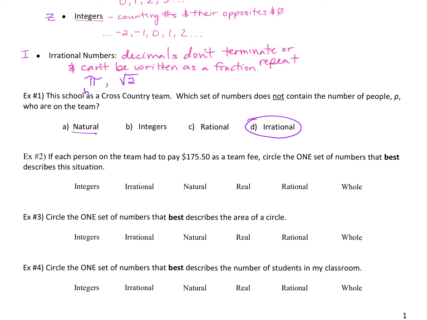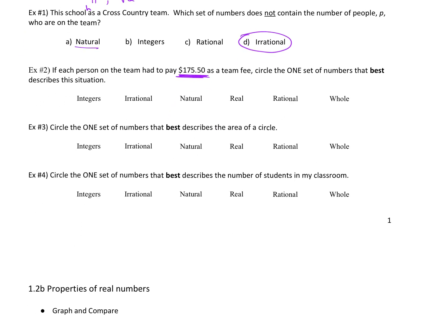Okay, so example 2 says, if each person on the team had to pay this fee, $175.50, circle the one set of numbers that best describes the situation. Best describes, okay? It's not that there's one answer, but what's the best answer for this? So you want like the most specific you can give. Is 175.50 an integer? Integers have to be whole numbers and the negative version of the whole numbers, right?